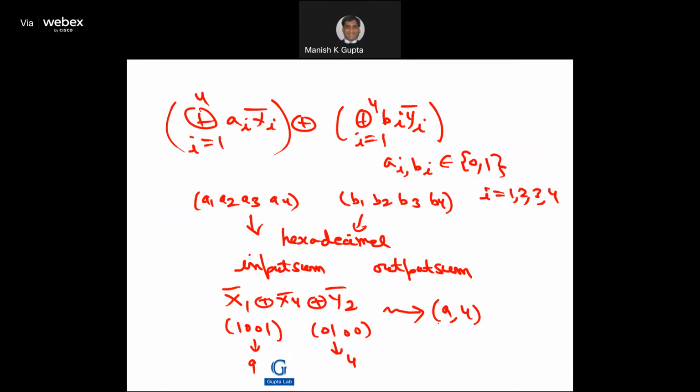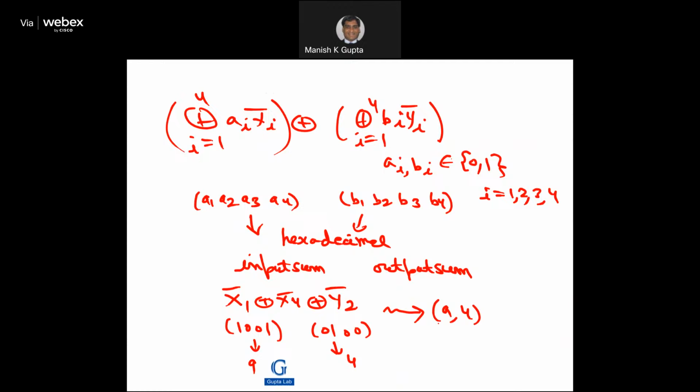So in general, the most general expression is something like this: summation i equal to 1 to 4, of ai xi bar plus bi yi bar. Now these ai's and bi's are 0 or 1. So basically I can expand it. The values are a1, a2, a3, a4, and here the values are b1, b2, b3, b4. These are the important things, the rest is just compact notation.